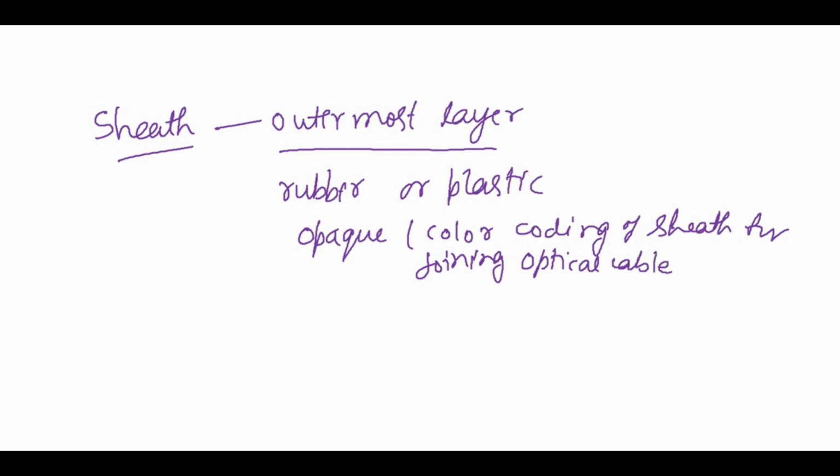In case of optical cable, you can have many optical fibers. So when we join two different optical cables, then fibers of same color are joined with each other. Then the thickness of the sheath is of the order of 0.5 to 1 mm.